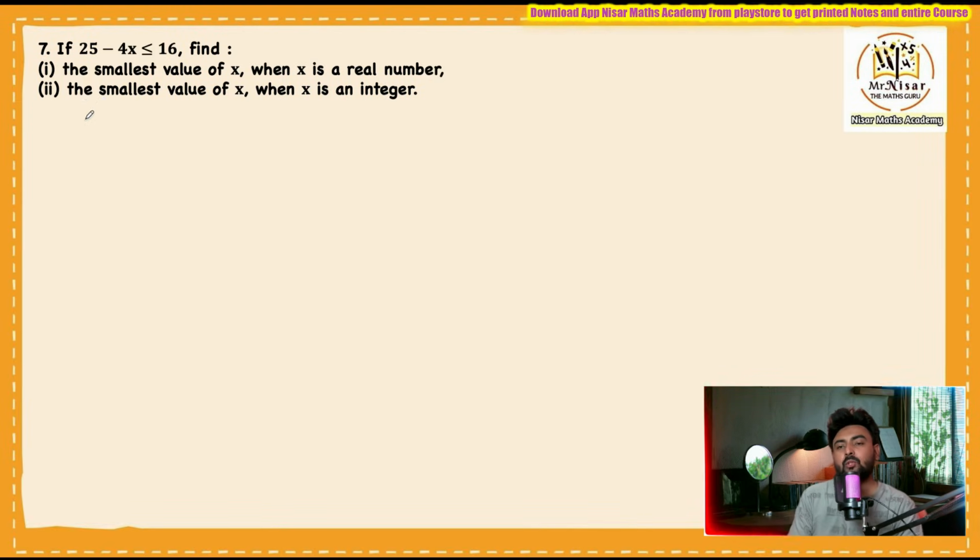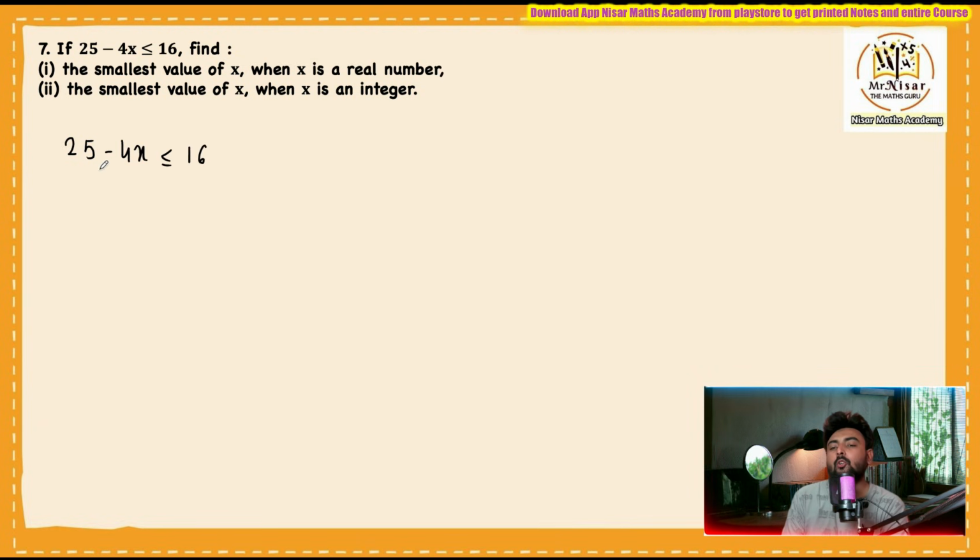The seventh question we have, children, if 25 minus 4x is less than or equal to 16, find this. Okay, so let's solve. We have 25 minus 4x less than or equal to 16. How will you do it again? Numbers on one side. So plus 16 I'll send to this side, it will be minus 16, and minus 4x will become plus 4x. 25 minus 16, it will be 9. So 4 is in multiplication, it goes here in division. Whenever positive numbers are going in division and multiplication, there will be no change in the inequality sign.